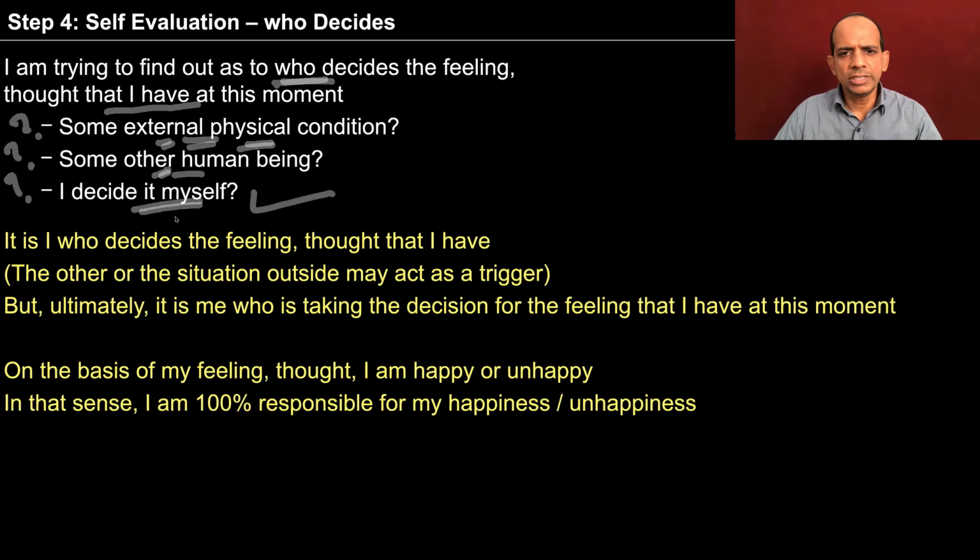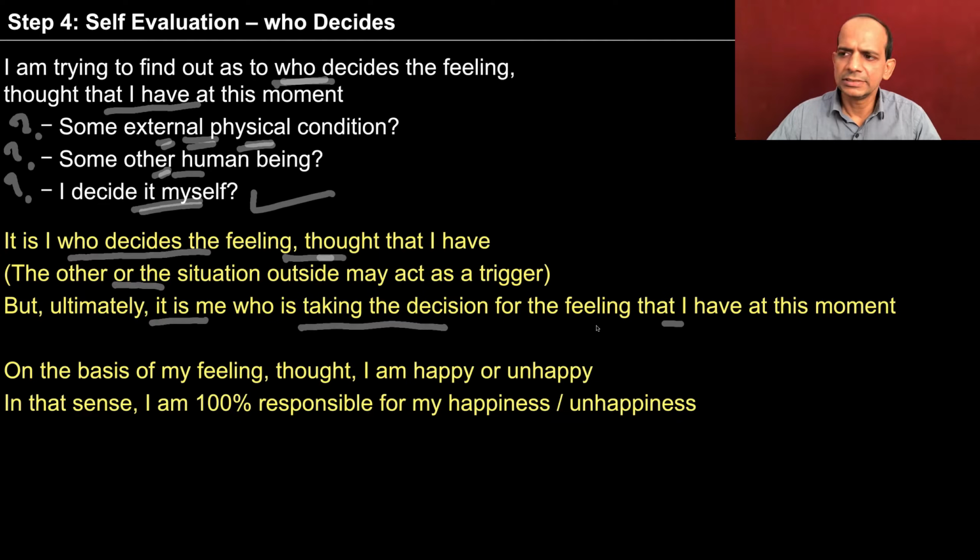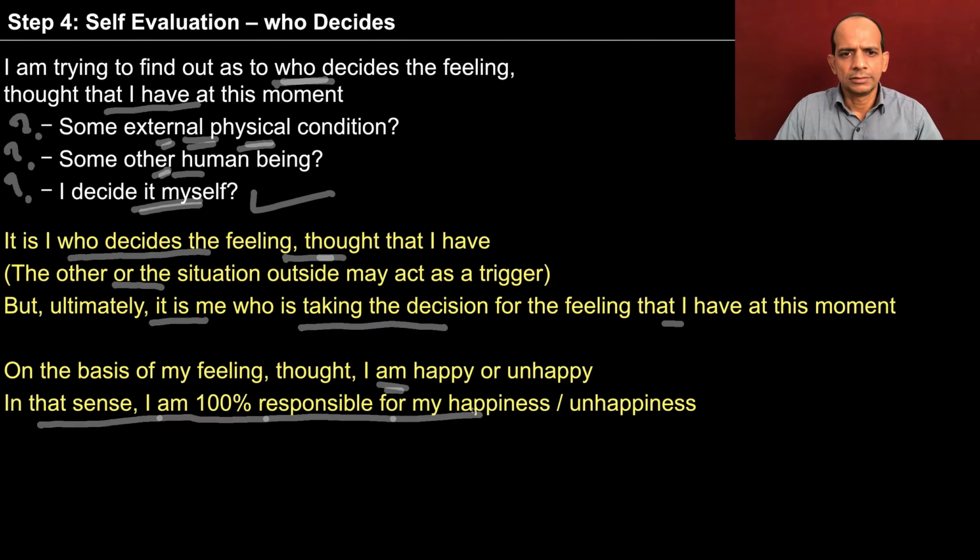Now, the more you explore into this, you will come to see that it is I who decides the feeling, the thought that I have. The other or the situation outside may act as a trigger. But ultimately, it is me who is taking the decision for the feeling that I have at this moment, isn't it? And on the basis of my feeling or thought, I am happy or unhappy. So one major conclusion that we can draw from here is that I am 100% responsible for my happiness or unhappiness. The other person said some words. Okay.